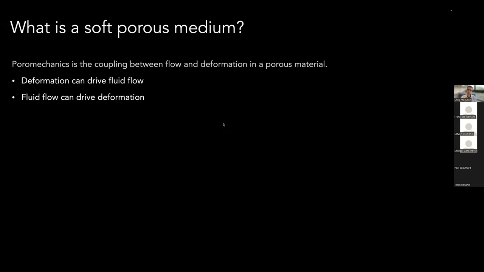So in a deformable porous medium, deformation can drive fluid flow, meaning that if you squash the material, the fluid will flow out, for example. And that's true of any porous material. So I could take a sponge, which is very soft, and squash it, and the fluid will leave. Or I could take a rock, which is fairly stiff, and crush it, and the fluid will have to leave. But the other thing that can happen is that fluid flow can drive deformation. And that is something that only happens in a porous medium that is soft. So that can only happen when the pressure gradient in the fluid is comparable to the stiffness of the material, whereas driving deformation with fluid flow is a whole different thing.